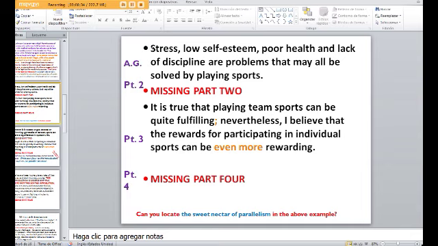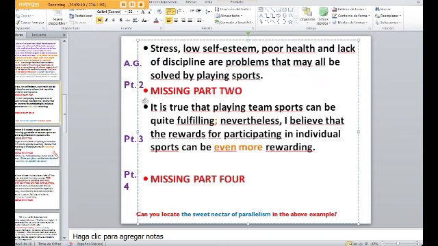This is how you will see introductions on the exam. On the exam, you're going to be given incomplete introductions, and they're going to be exactly like this. Or in other words, they're going to be missing part two and missing part four. So if this introduction is missing part two and missing part four, that means we have part one, the attention getter, that's right here, and we have part three, the thesis statement, right here.